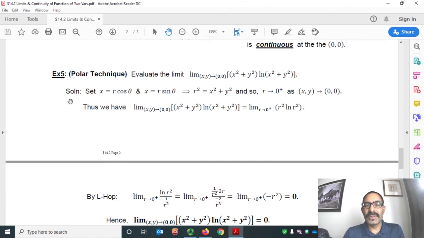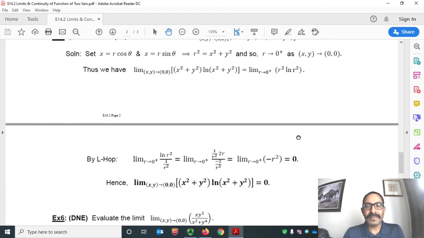So, solution. In the polar technique, we put x equals r cosine theta, y equals r sine theta, then square and add both sides. Then r square equals x square plus y square, and as (x,y) goes to (0,0), r goes to 0 from the right side. Thus our limit reduces, in polar form, to the limit as r goes to 0 plus of r square times natural log of r square.